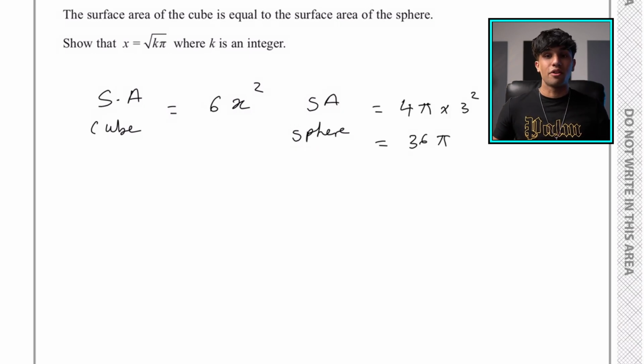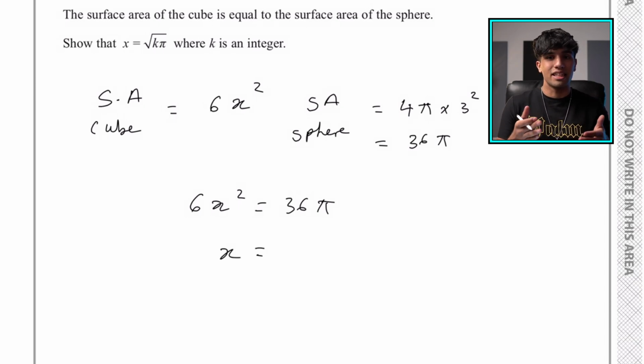For the surface area of the sphere, we know the surface area is 4 pi r squared, and our radius in this case is 3, so that gives us 36 pi. Now let's equate them together. And finally, all that's left to do is to get it in the form of the question, which is x equals root of k, which we need to find out, pi. And we get x is equal to root of 6 pi. So k is equal to 6.